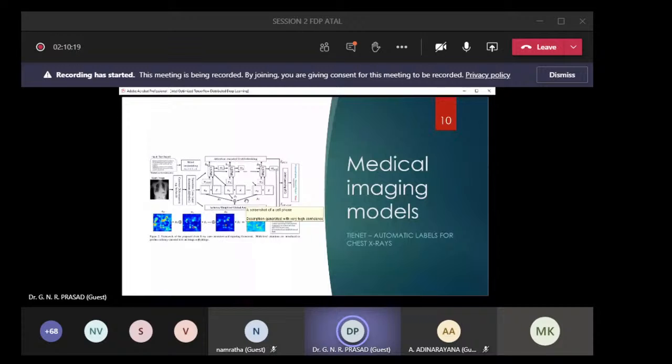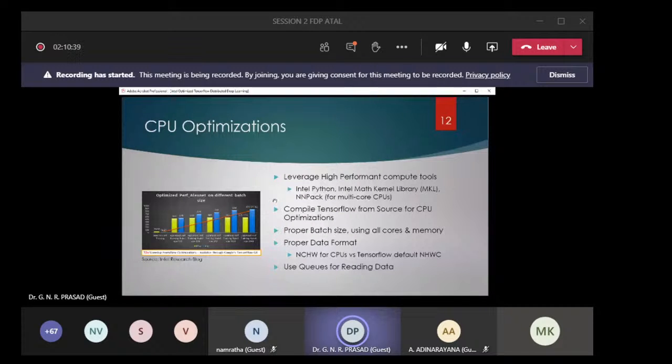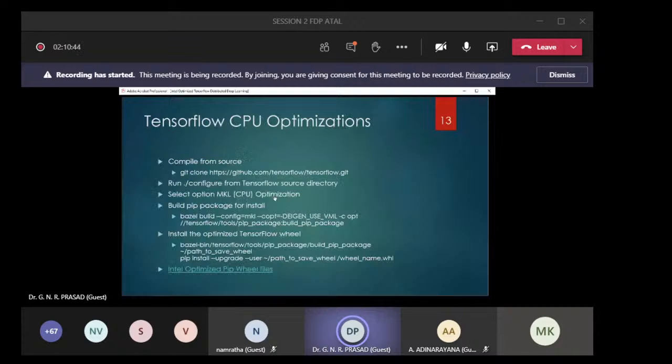For specialized computing there is special purpose cloud: Google TPU, Microsoft Brainwave, Intel Nervana, IBM PowerAI, NVIDIA V100. CPU, GPU, FPGA, custom ASICs are required, along with optimizations. When you want to do medical imaging, these are all required, and then it is possible. TensorFlow is one technique we will use here, and OpenCL is another, which uses Python, so you can do the deep learning computations.